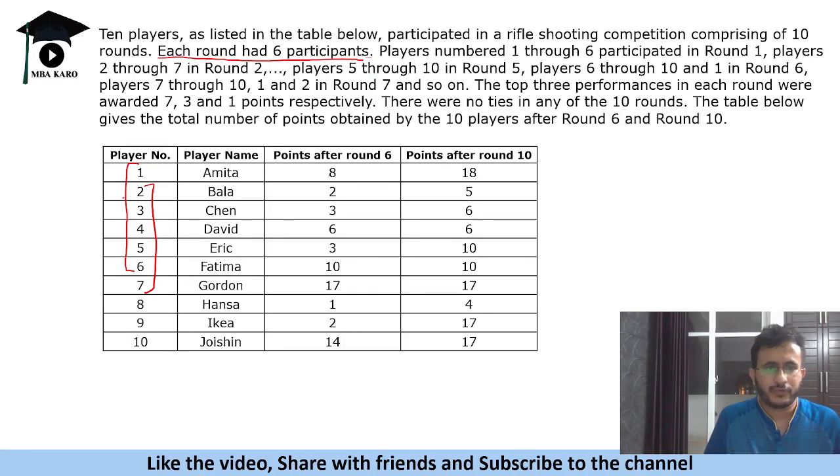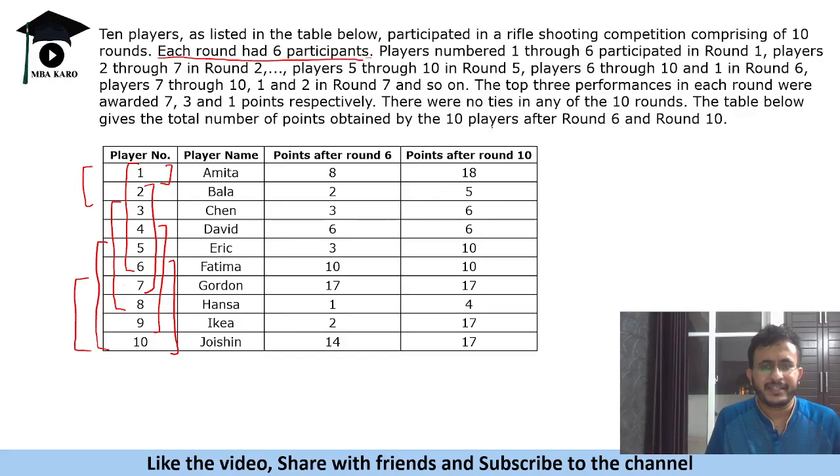So round 2 is this. Then round 3 will be 3 to 8. Round 4 is 4 to 9. Round 5 is 5 to 10. Okay. Now what happens from the sixth round is 6 to 10 and 1 in round 6. So 6 to 10, we have got just 5 players. So the sixth player was this. And in round 7, we will have 7 to 10, 4 players plus 2 more players, that is 6 players. So this is how the tournament proceeded.